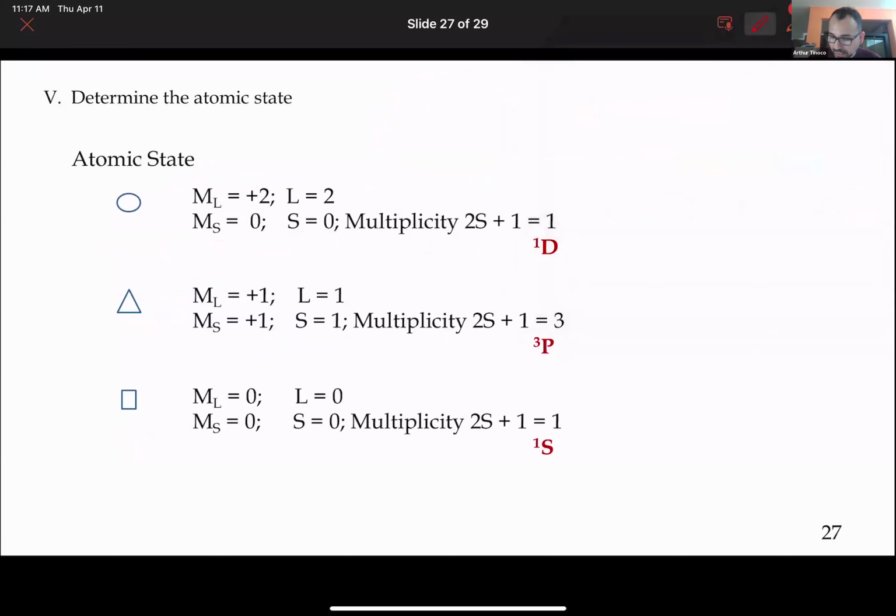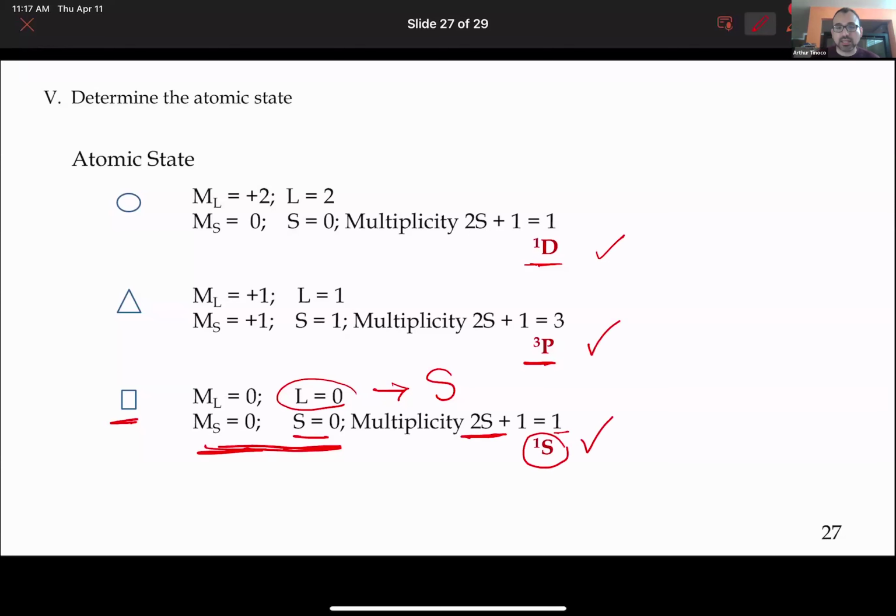So far we have identified the 1D state and the 3P state. The last one, the square, represents the last entry in the table, and it was defined by parameters that gave us L equals 0 and S equals 0. When L equals 0, that's an S, and S equals 0, you plug it into your multiplicity equation and you get a singlet state, so you end up with the term symbol 1S. So we end up with three atomic states: a 1D, a 3P, and a 1S.